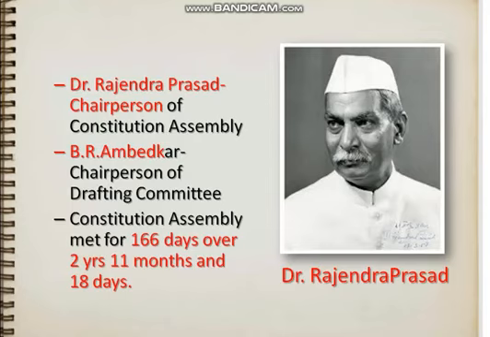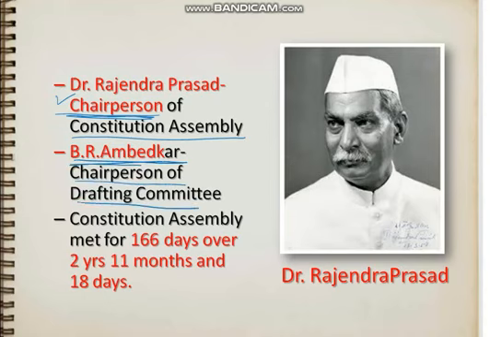Dr. Rajendra Prasad became the chairperson. He was the chairperson of the Constituent Assembly. This needs to be remembered. Don't confuse yourself between these things. The chairperson of the Constituent Assembly was Dr. Rajendra Prasad. Chairperson means the head of the Constituent Assembly, while Dr. B.R. Ambedkar, Dr. Bhimrao Ambedkar, was the chairperson of the drafting committee.